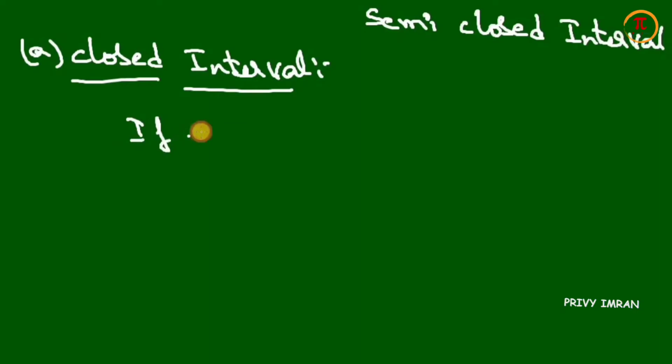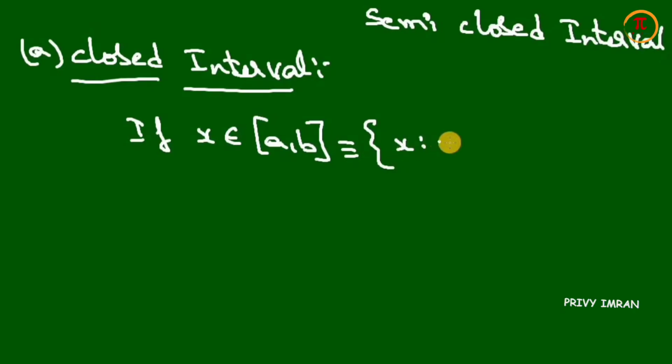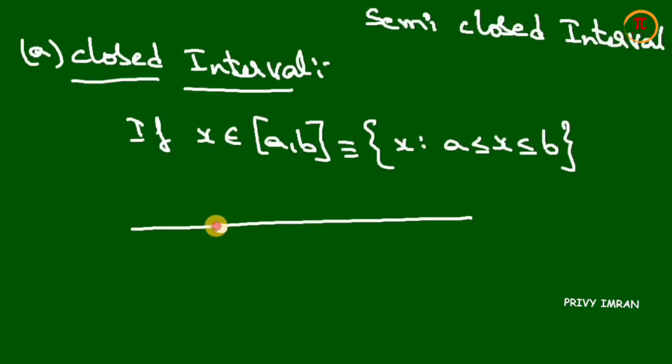If x belongs to closed interval [a, b], then x implies a is less than or equal to x less than or equal to b. On the number line, x satisfies all the values in between a and b, including a and b.